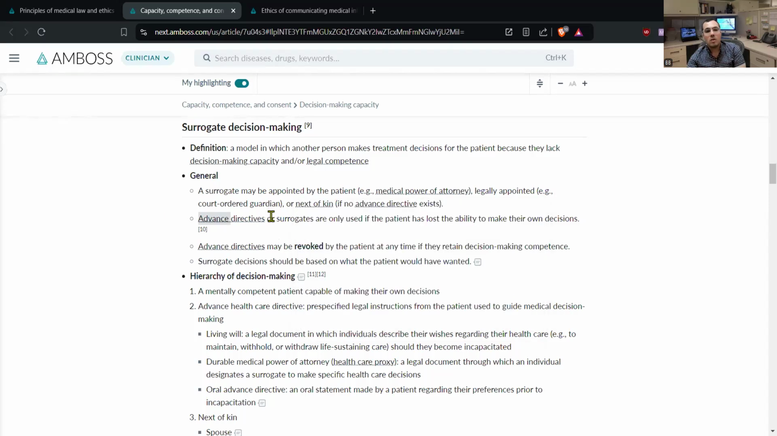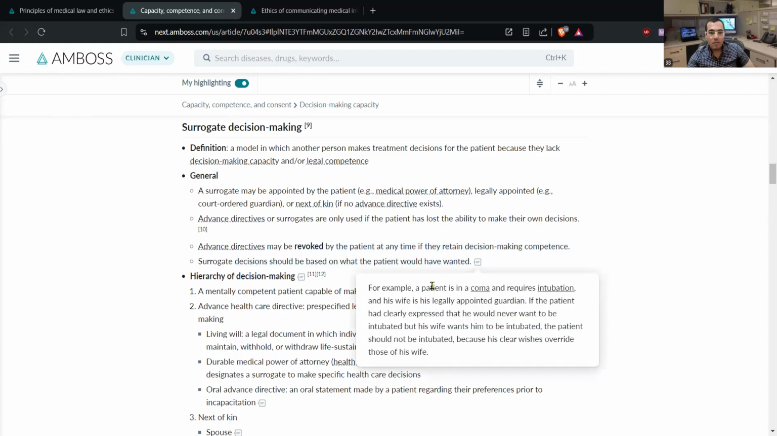This is what we call an advance directive: in advance, they made a directive. An advance directive may be revoked by the patient at any time if they retain decision-making capacity. If they became better at any time, they can cancel it legally also. Surrogate decisions should be based on what the patient would have wanted.